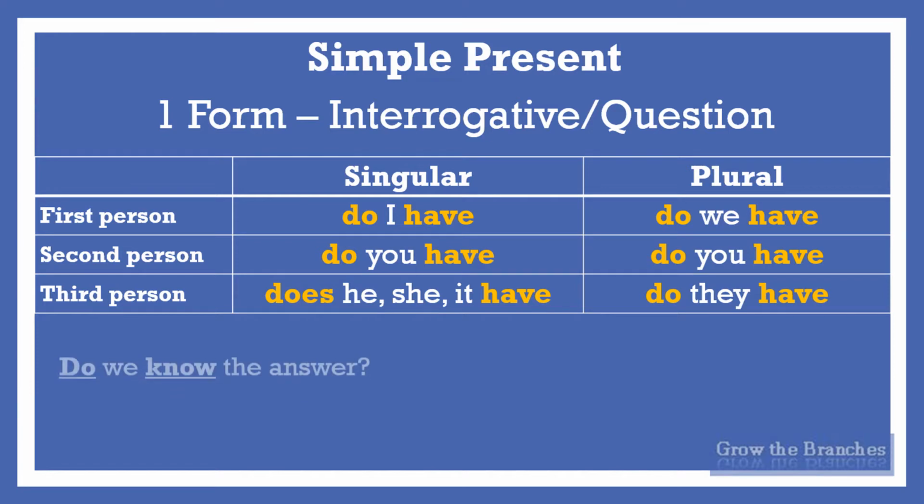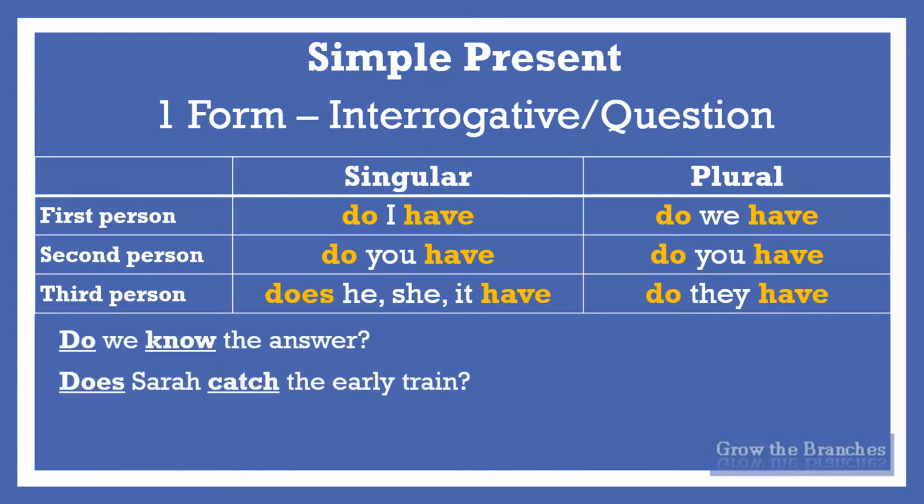Examples. Do we know the answer? Does Sarah catch the early train? Do most children like ice cream? You can find a downloadable link to the forms of the simple present tense in the description box below.